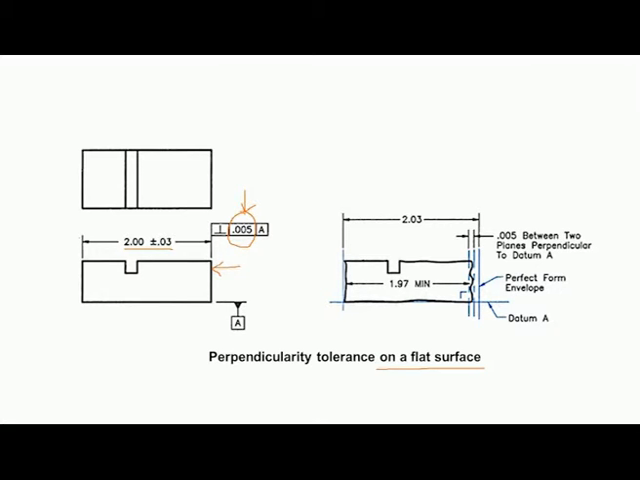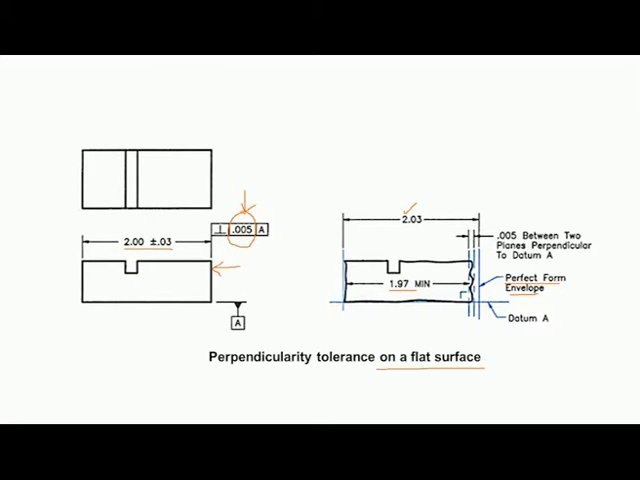The maximum width should be below 2.03. This is the maximum size, and the minimum size is 2 minus 0.03, that is 1.97 millimeter. So, now this is 2.03 to 1.97, this is the size tolerance, and for this we say perfect form envelope. The object should be within this envelope.